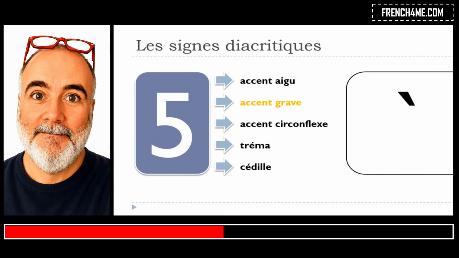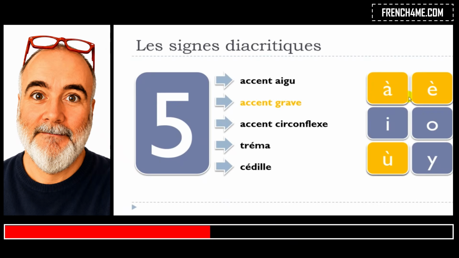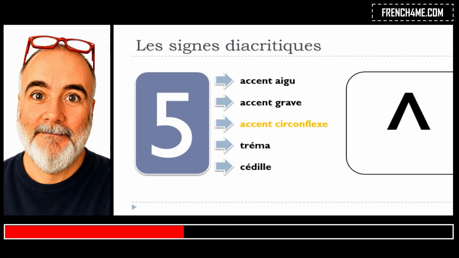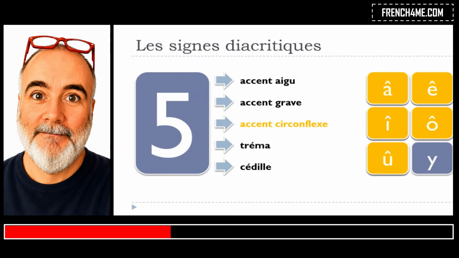Then you will have l'accent grave, and it goes in the other direction. But l'accent grave is actually more used because you can put it on the top of A, on the top of E, and then on the top of U. After that you've got l'accent circonflexe, so it's like a little roof here, like a little hat, and it will come on the top of A, E, I, O, and U.